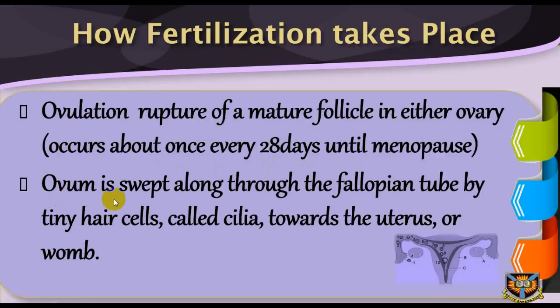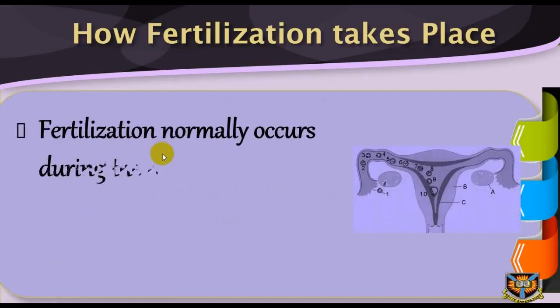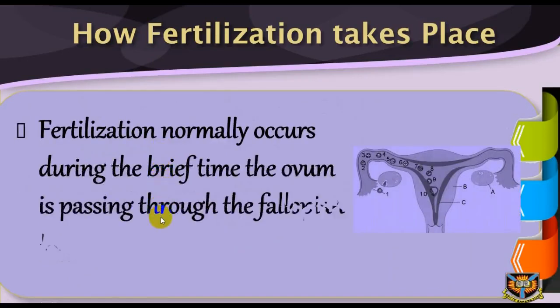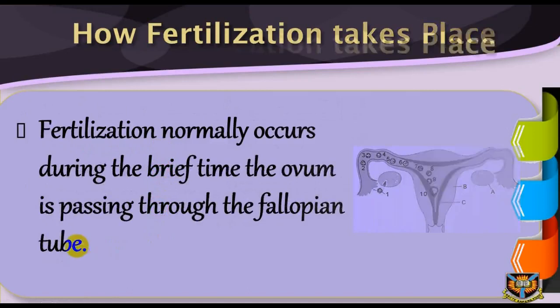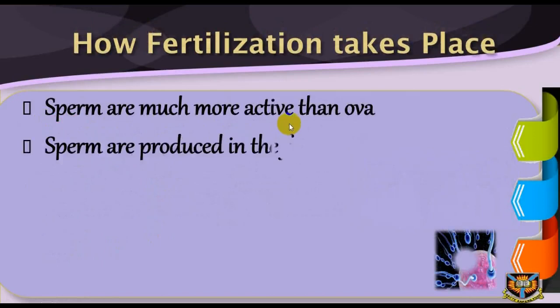The ovum is swept along through the fallopian tube by tiny hair cells called cilia towards the uterus or womb. Fertilization normally occurs during the brief time the ovum is passing through the fallopian tube. The sperm, which meets the ovum, has tremendous implications for the new person.